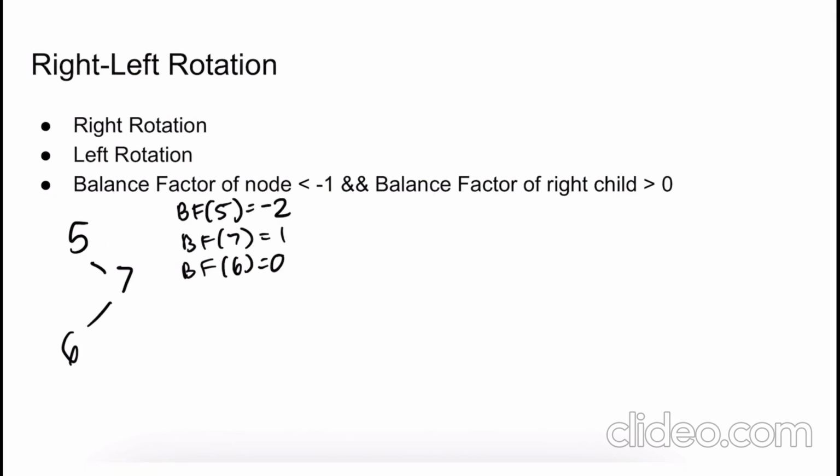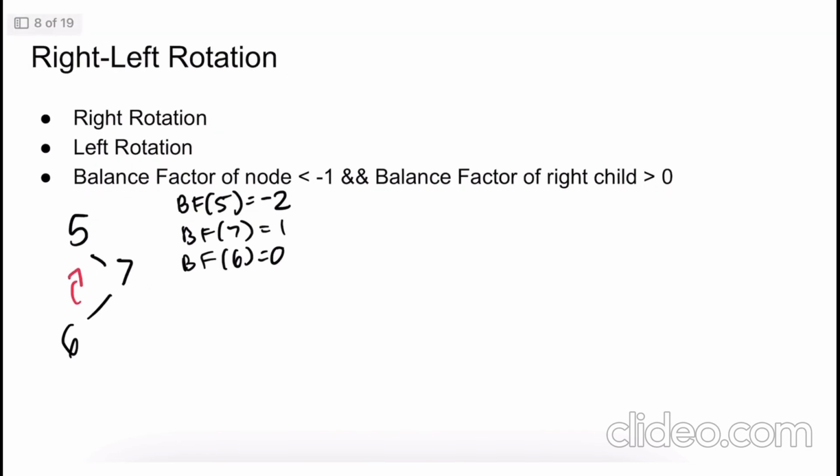Let's look at this example where we inserted 5, 7, and 6. Node 5 is right-heavy and its child, node 7, is left-heavy. Let's do a right rotation. Now, 5 is still right-heavy, but its child is no longer left-heavy but right-heavy, so we do a left rotation.